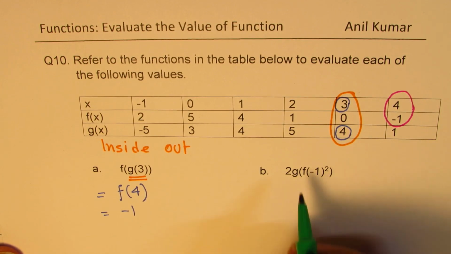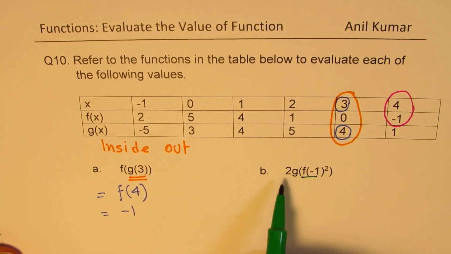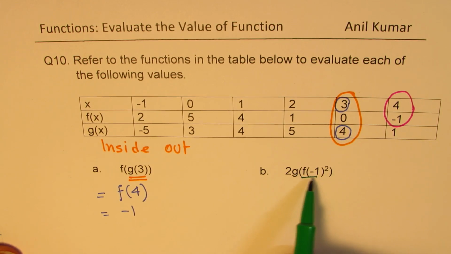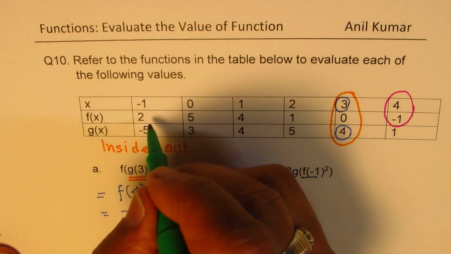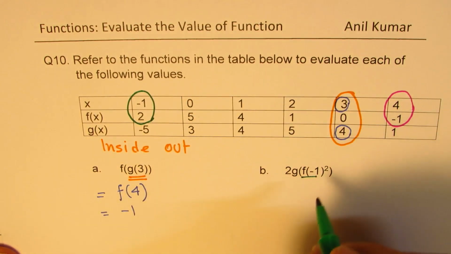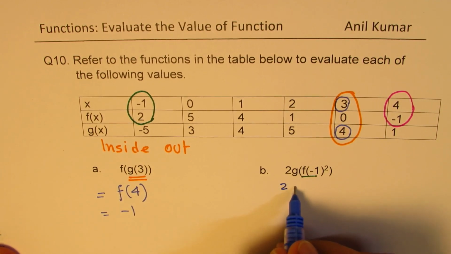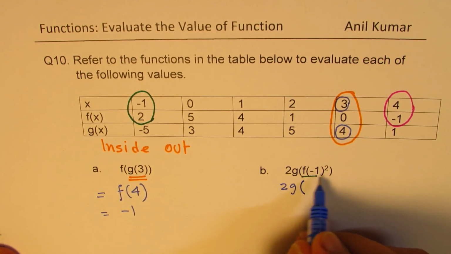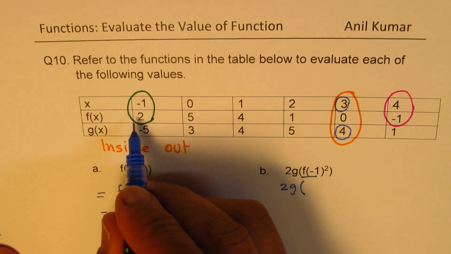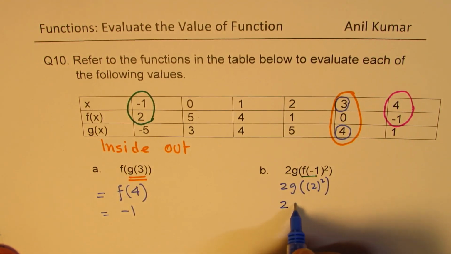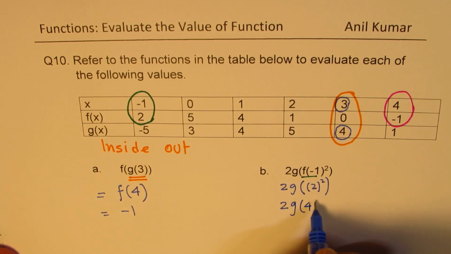Let's look into the second one. We'll do the inside function first: 2 times g of f of -1 whole square. So f of -1 is here. We get this as equal to 2 times g of, now this whole square, so 2 squared. Do you get the idea? So we are looking for 2 squared, which is 4.